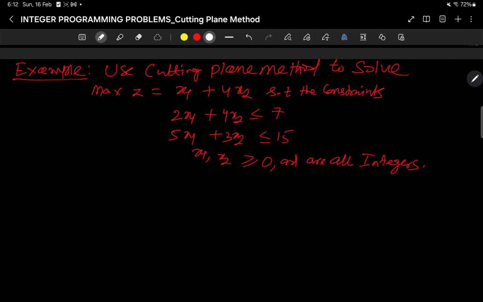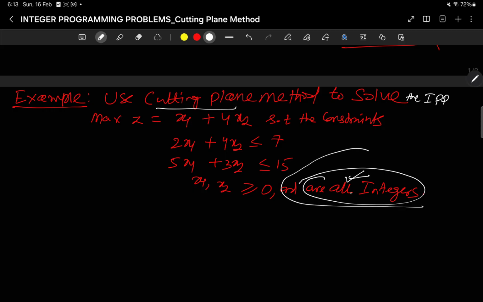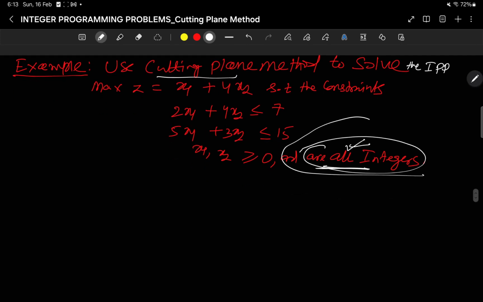Now we are asked to solve the following IPP. Use the cutting plane method to solve the IPP, right? So this is given as all integer programming, all integers. If this is not given, then this is an LPP, as I have told you earlier. So here we need all integers. So first we need to solve it by the simplex method.